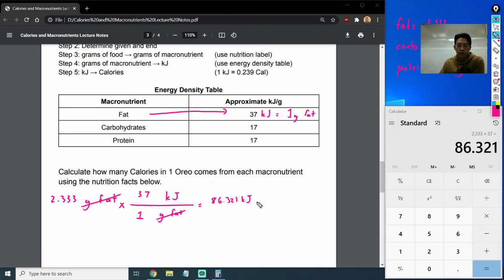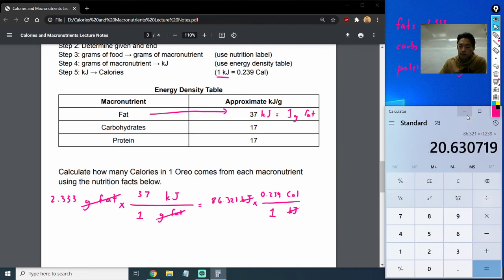Now, we don't want to stay at kilojoules, and that's where step 5 comes in. We're going to turn kilojoules into calories, so we're going to set up one last fraction. So 1 kilojoule, right? Kilojoule goes on the bottom because we want to get rid of it, and we want to find calories. The number next to kilojoules is 1, and the number next to calories is 0.239. Kilojoules cancels out, and so from here, we can just multiply it by the number on the top, 0.239. And for our final answer, we're going to get 20.63 calories. So that means that the fat in one Oreo gives you 20.63 calories.